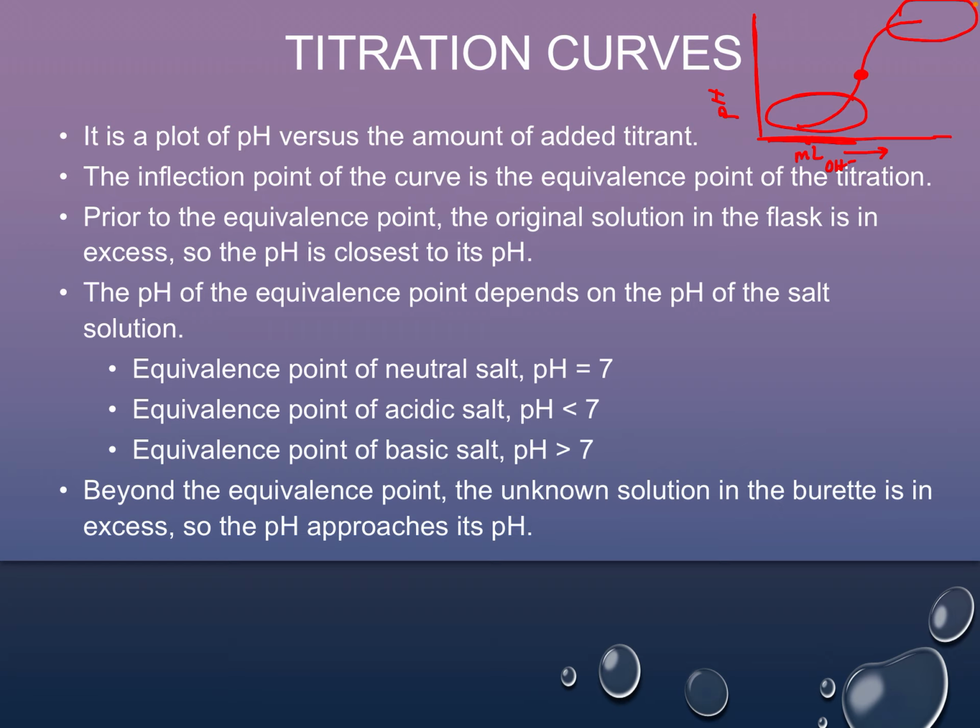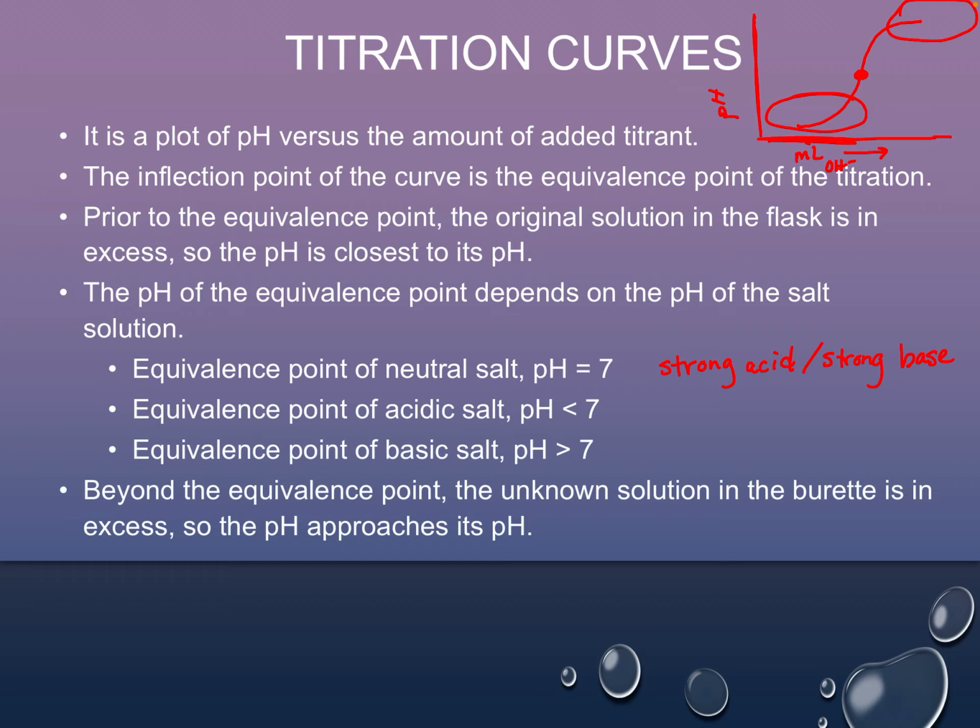But before the equivalence point, your pH will be closer to the solution that's in your flask because the stuff in your flask is still in excess. After the equivalence point, your pH will be closer to the stuff that's in your burette because that will now be in excess. The pH of the equivalence point depends on the pH of the salt solution. So if we have a neutral salt like we've been talking about before, then the pH will be 7. So this would be for strong acid, strong base titrations. And this is what we're going to talk about today.